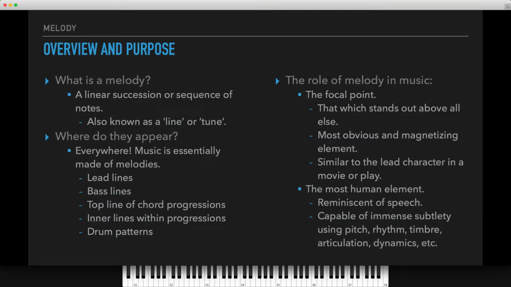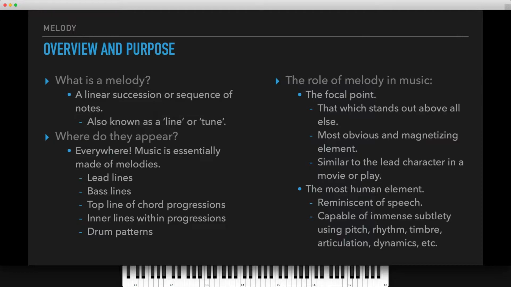It's capable of immense subtlety using pitch, rhythm, timbre, articulation, dynamics, etc. Meaning there are so many dimensions or variables in a melody. A change in pitch, a change in rhythm, a change in timbre, which I can't get with the piano, of course. You change the instruments. You change the articulation. Do you hit the note right on? Or do you slide into it? If you're on another instrument, you can really slide. Do you fade in? We can't fade in with a piano, but you can on certain instruments. Do you hit it straight on? All sorts of things you can do that is just like speech.